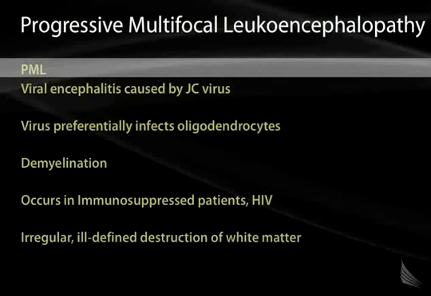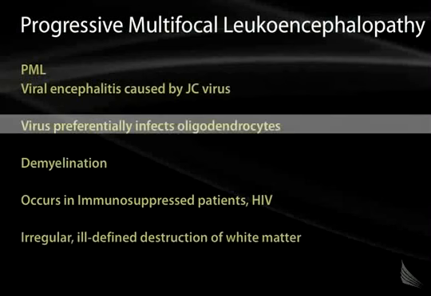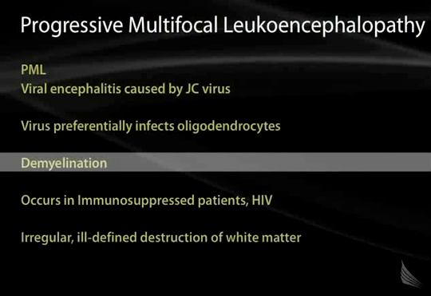PML, or progressive multifocal leukoencephalopathy. This is another viral encephalitis caused by the JC virus. The virus preferentially infects oligodendrocytes. Remember, oligodendrocytes are the Schwann cells of the central nervous system. They make the myelin that coats the neurons. So, if you have defects in oligodendrocytes, you have demyelination, because oligodendrocytes are constantly making the myelin.